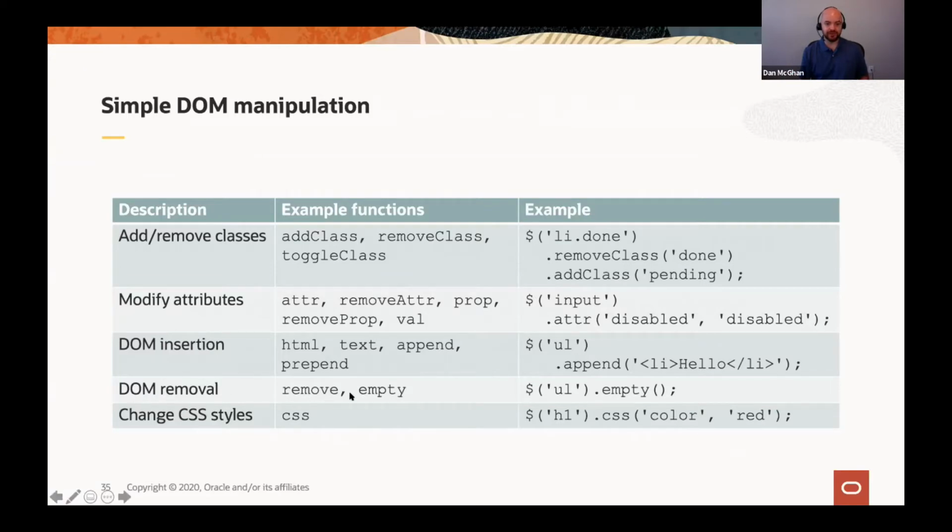For DOM removal, you have a couple of options. In this case, I'm emptying an object that would get rid of all of its children. I could also have used remove, which would not only get rid of the children, but the actual object itself. And then at the bottom, you can also target individual CSS properties using the CSS method, in this case, changing color to red.